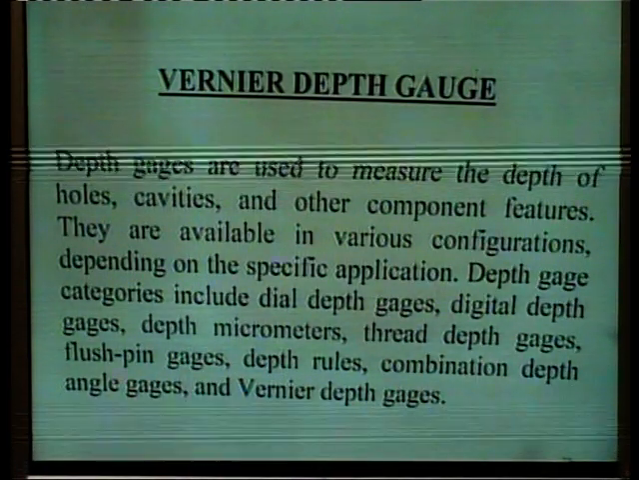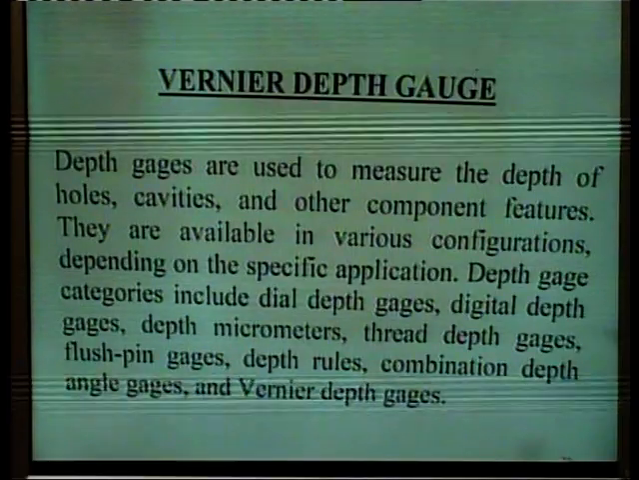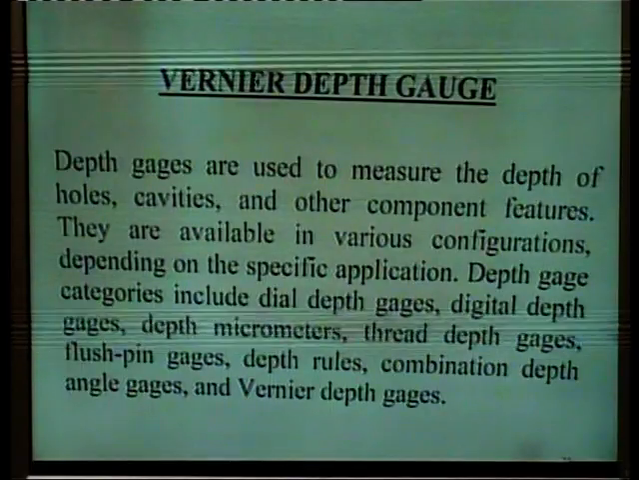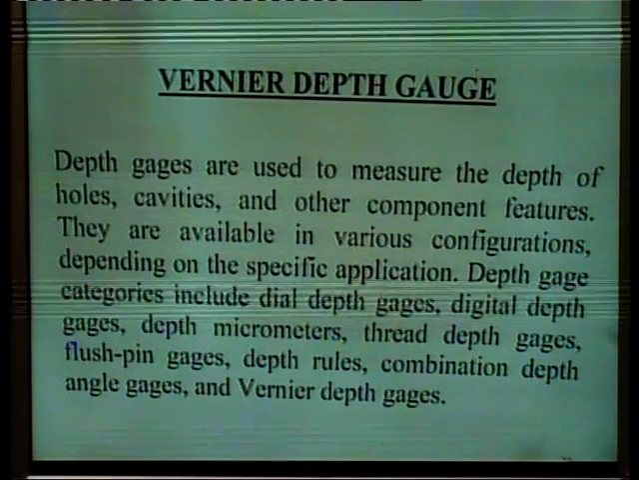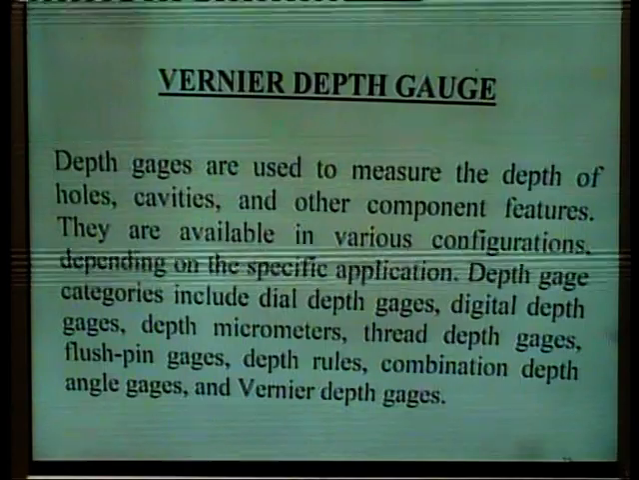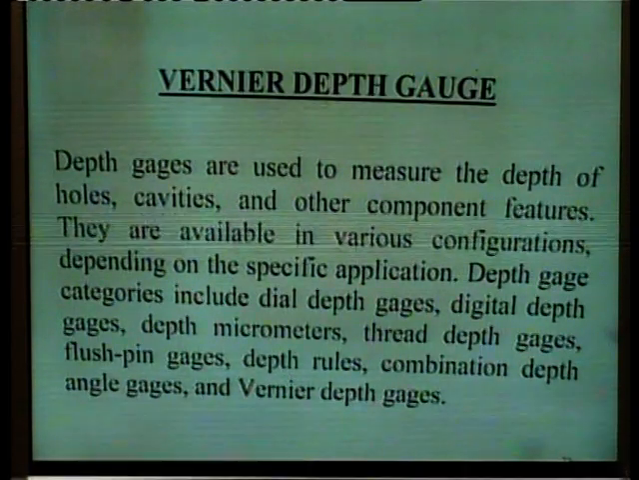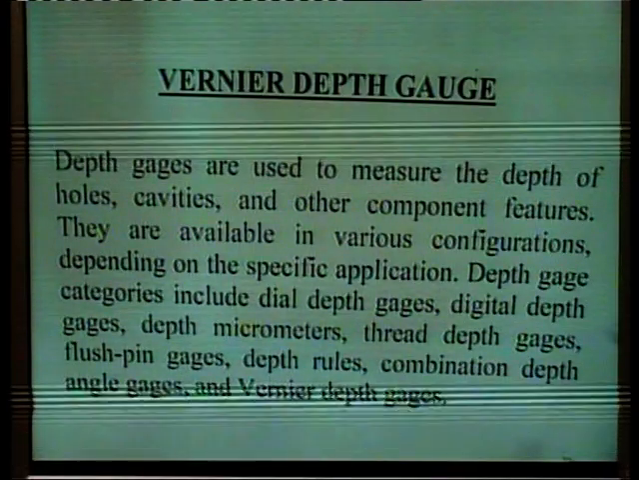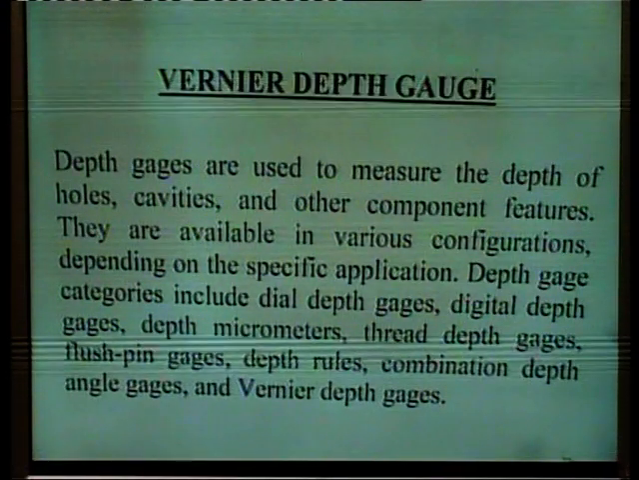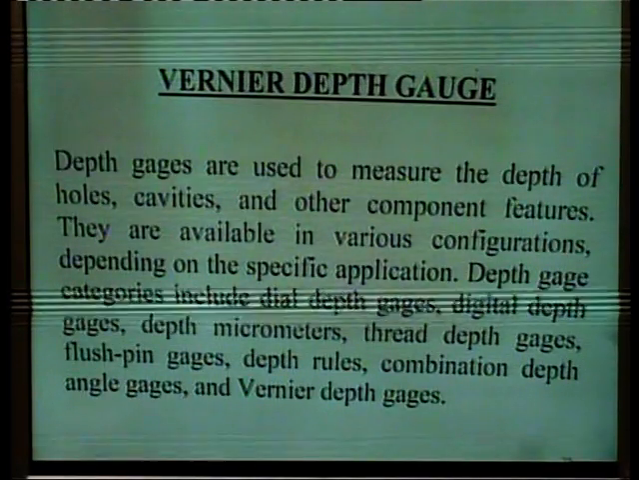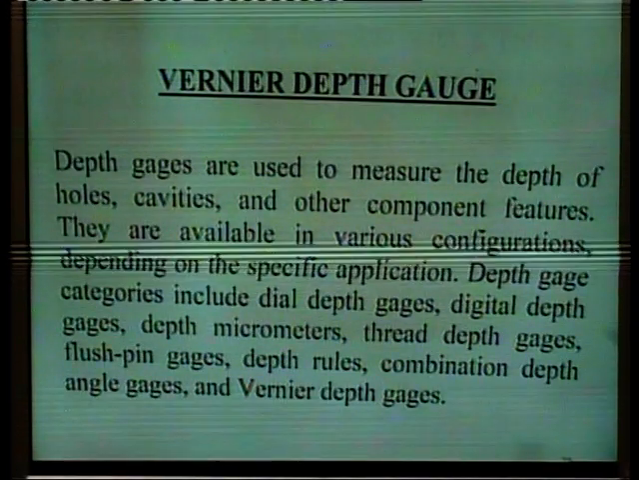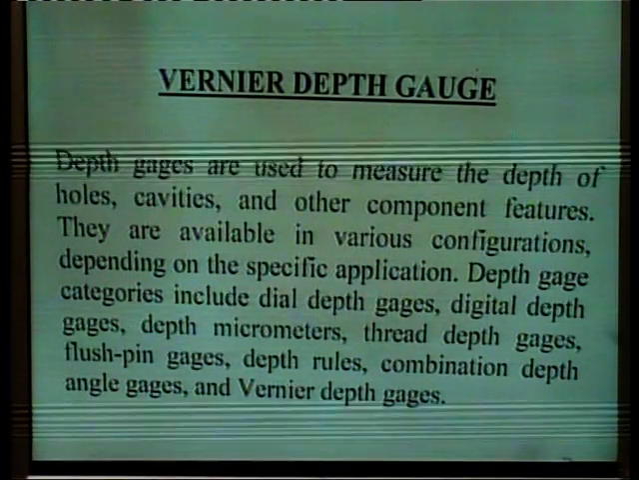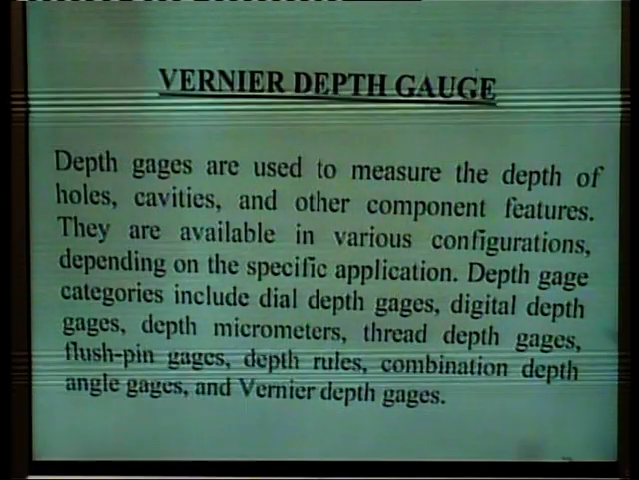Vernier depth gauge. Vernier depth gauges are used to measure the depth of holes, cavities and other component features. They are available in various configurations depending on the specific applications. Depth gauge categories include dial depth gauges, digital depth gauges, depth micrometers, thread depth gauges, flush pin gauges, depth rules, combination depth angle gauges and Vernier depth gauges.